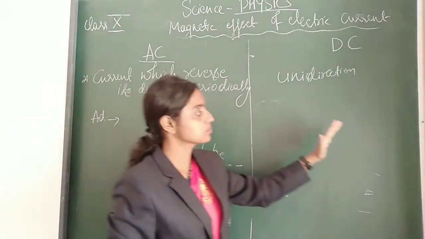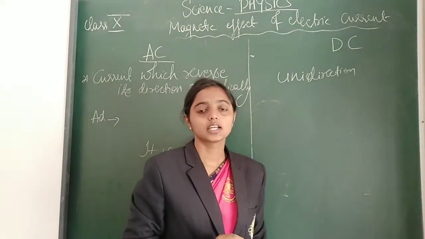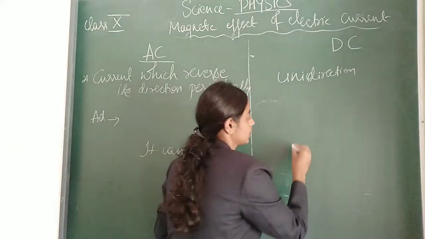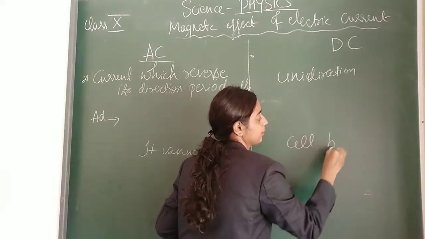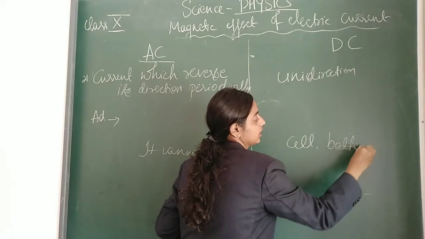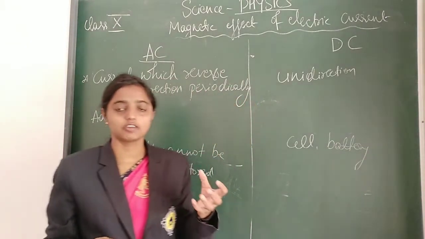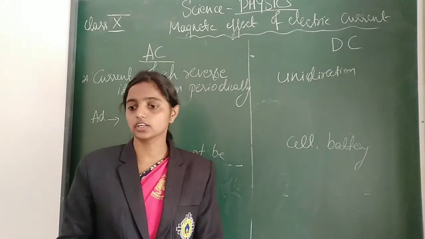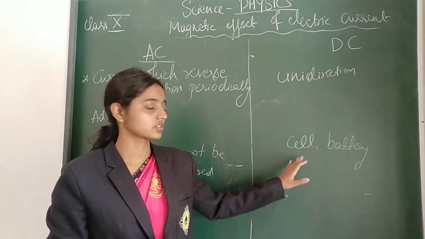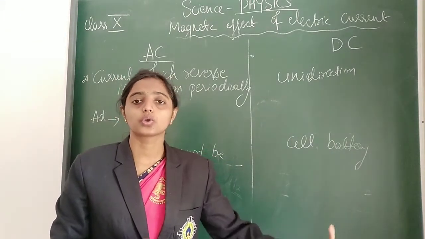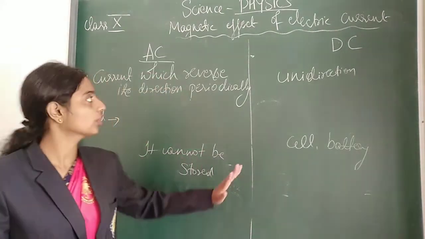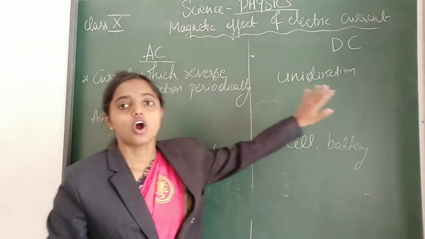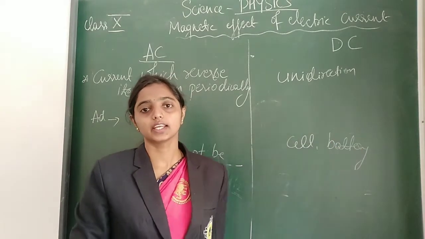So when it comes to DC, that is direct current, the sources are cell, battery, etc. In a phone, we have a battery which we charge, right? That is nothing but direct current. So the sources here are cells, batteries or any storage cells. These are the important points when it comes to alternate current and direct current.